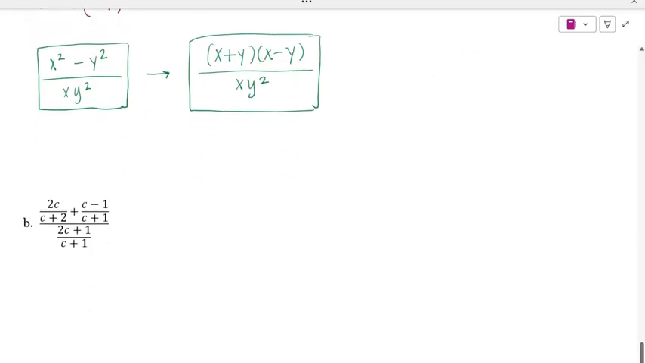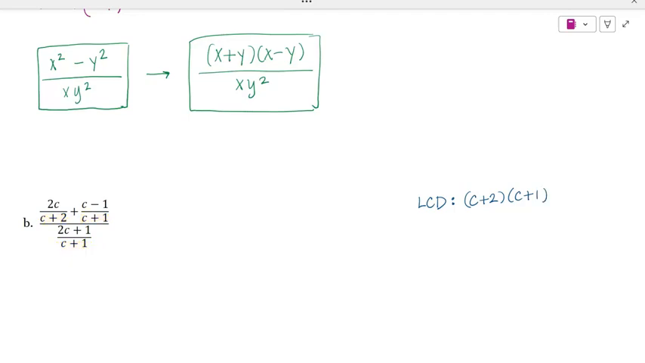Let's look at example B. This is really complicated, much more than the first one. This is the main fraction bar. I have two fractions in the numerator that are being added, and then I have another fraction in the denominator. So I want to look at all three of the fractions, the two that are in the numerator and this one in the denominator, and I want to find the least common denominator among all the denominators that I see. So it looks like my least common denominator will be c plus 2 times c plus 1.